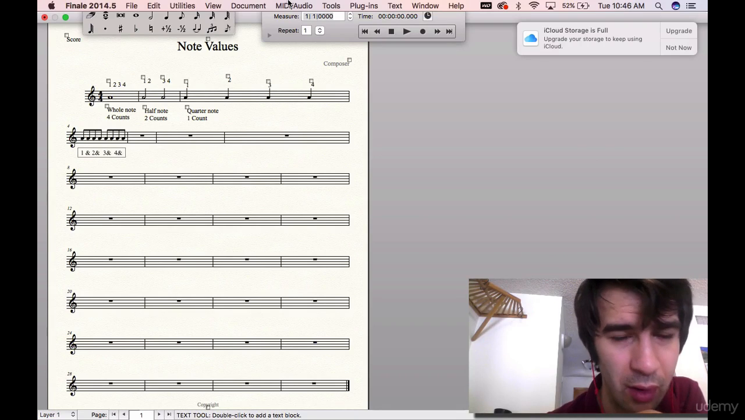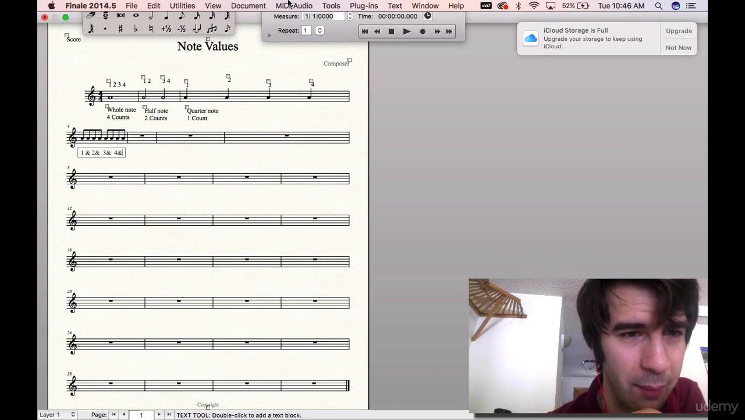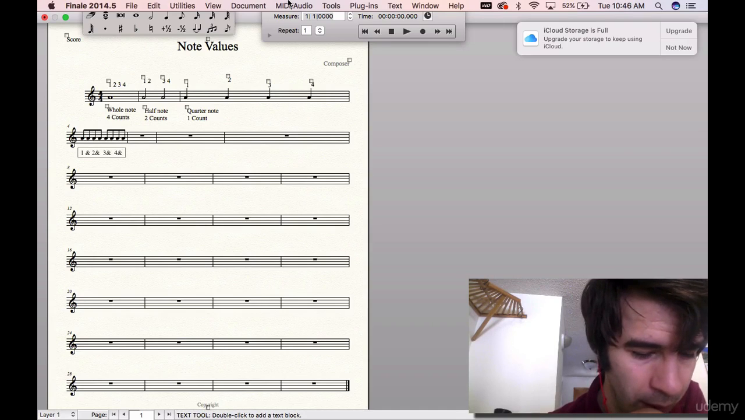The next video talks in further detail about different valued notes, especially the dotted half note and what the dot does to a note. So stay tuned.